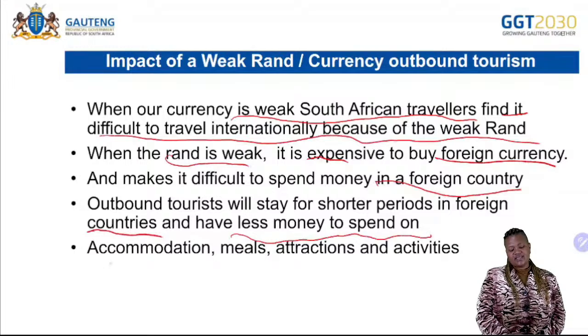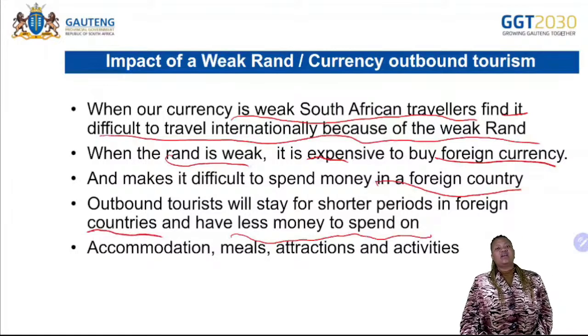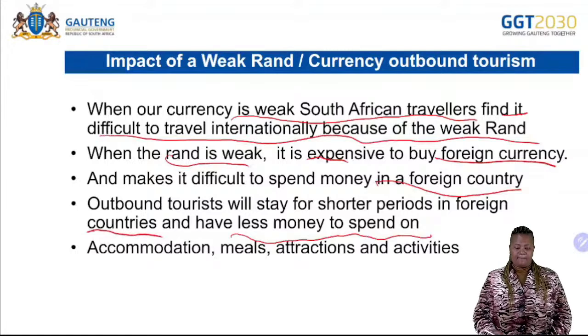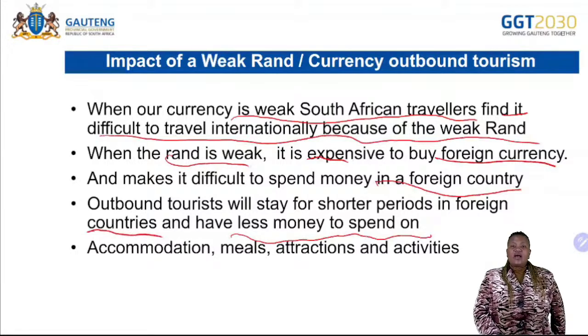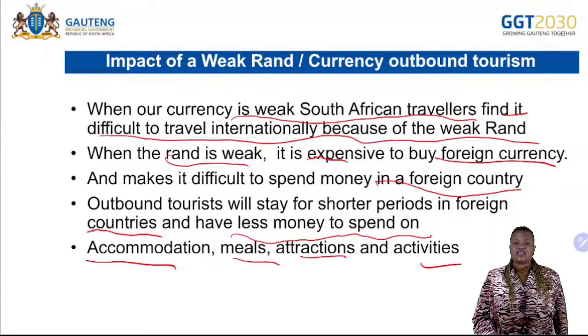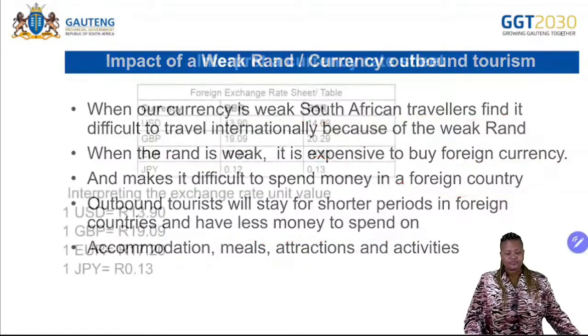So when we as South Africans want to go to another country while our currency is weak, we can't afford to buy more of the foreign currency. Remember, inbound tourists are able to purchase more of our currency, but as outbound tourists, we are not able to purchase more of their foreign currency because our currency is weak against their currency. So if we are outbound tourists and our currency is weak, we'll have less money to spend on accommodation, meals, attractions, and activities. We'll actually not want to spend. We'll be traveling on a tight budget.